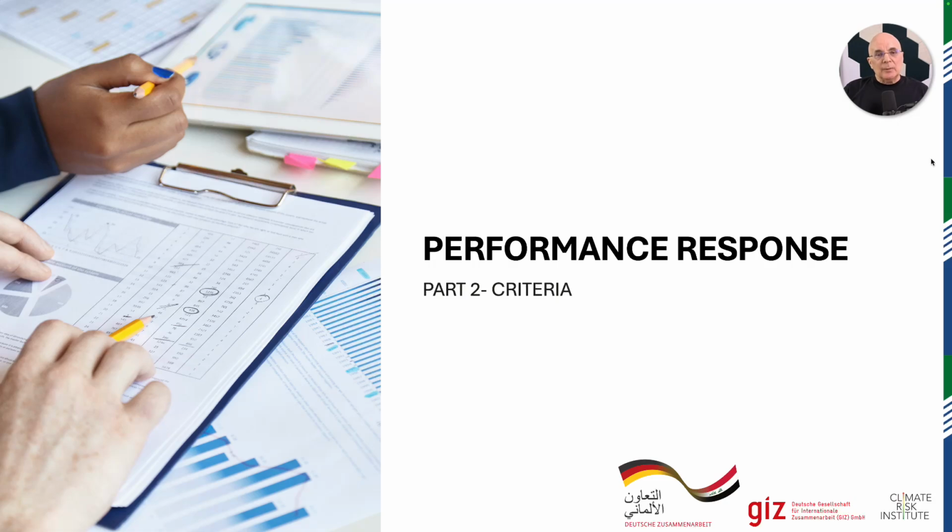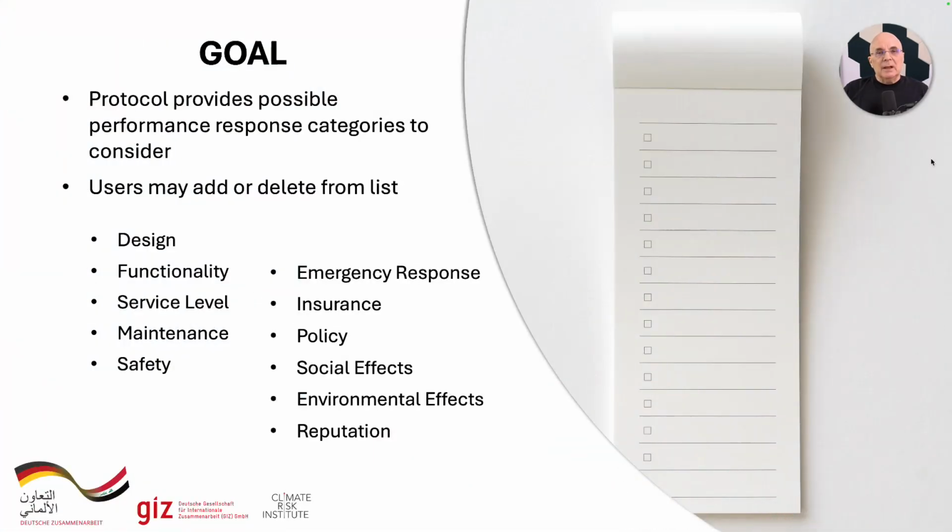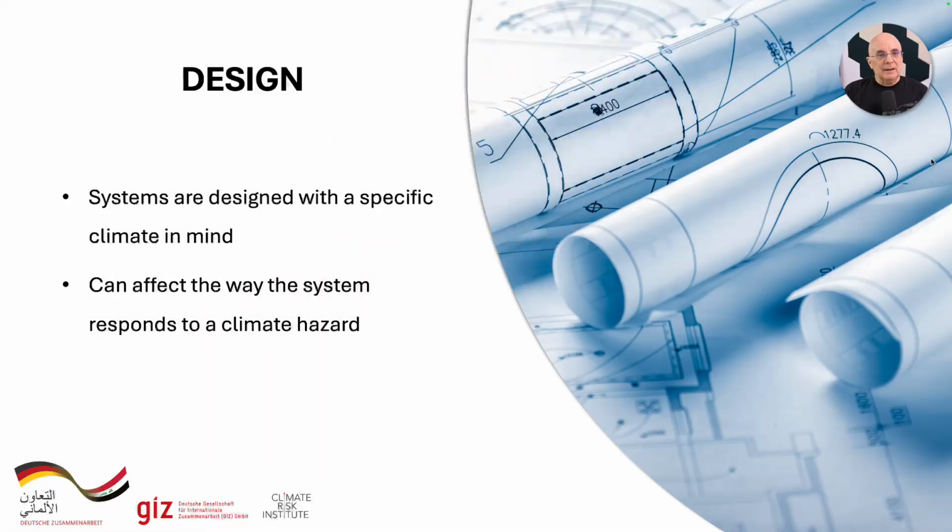So now we're going to talk about the criteria. The PyVC protocol gives a list of potential performance response criteria to consider. You can add or delete from this list as possible. I'm going to go through each of these criteria briefly. We can consider design. Systems are designed with specific climates in mind, and it can affect the way the system responds to a climate hazard.